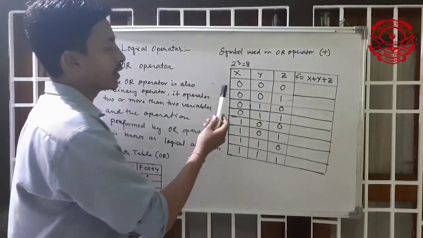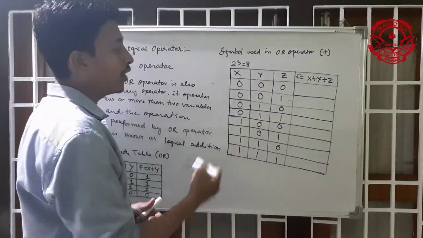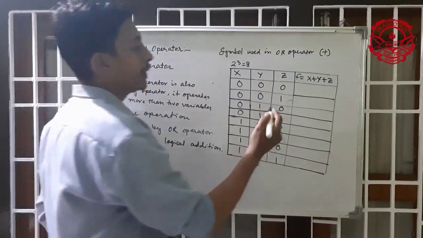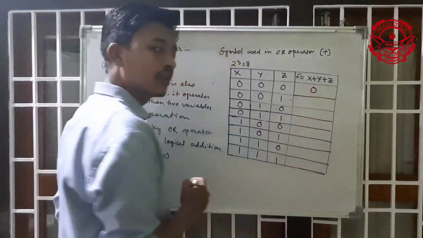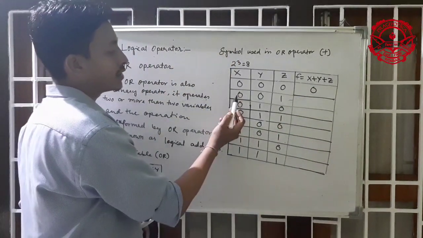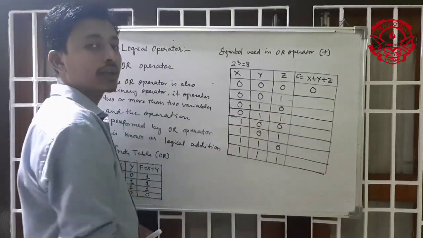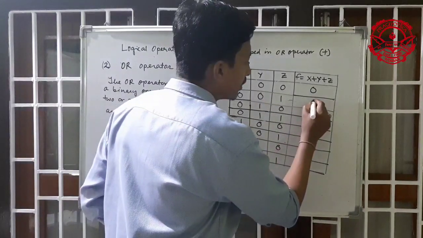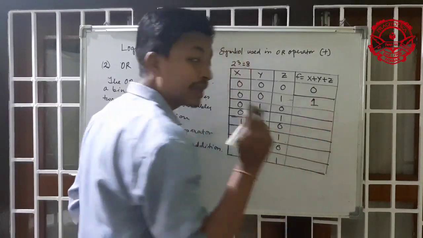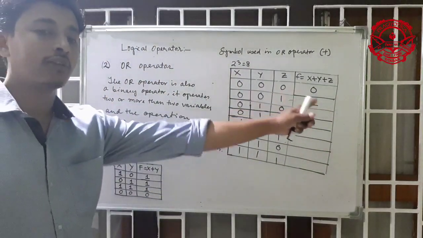Now see, the first one, 0 0 0. All the values are 0, so definitely 0. Okay. Next, x is 0, y is 0 and z is 1, which means 1. If either one condition is true, the answer will be true.